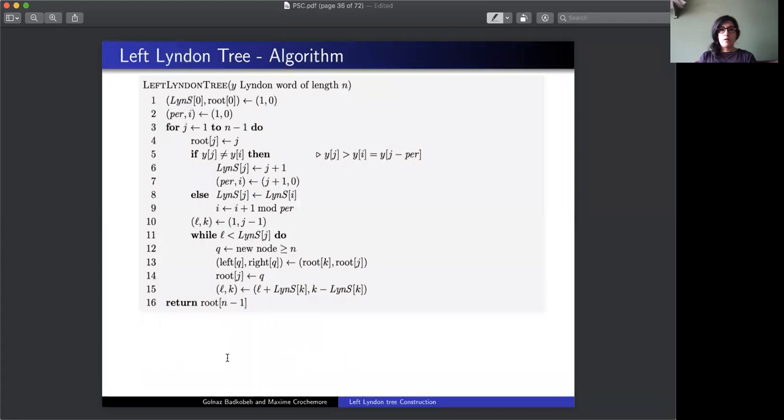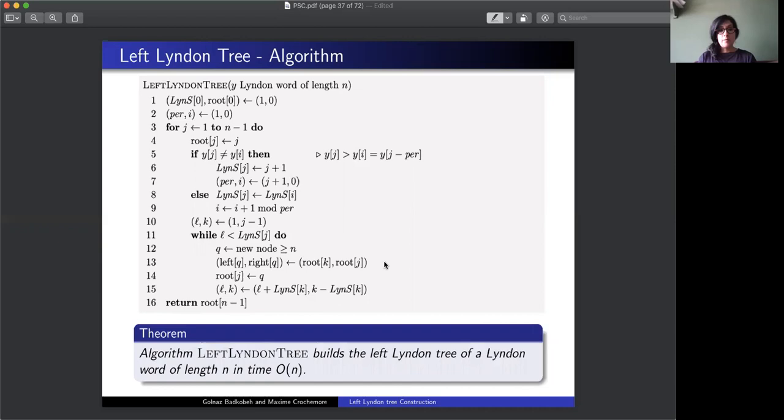Okay, so this is our algorithm that builds the left Lyndon tree, and the input, as you can see, has to be a Lyndon word. It has embedded in it building the Lyndon suffix table using the periodicity. And at the end, it has a loop that I will explain in the next slide, how it creates new nodes and merges the subtrees. This algorithm works in linear time, and it builds the left Lyndon tree.